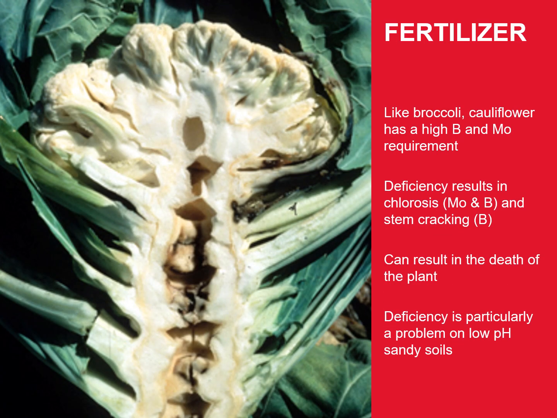Like broccoli, cauliflower has a high boron and molybdenum requirement. The deficiency results in chlorosis of the leaves, as was seen in the last screencast for broccoli, but also this distinctive stem cracking. If you cut open a cauliflower plant which is suffering from boron deficiency, you'll see the inside of the stem has a hollow and almost rotten looking appearance. If severe enough, this can result in the death of the plant, and it also makes the sale of the cauliflower head impossible.